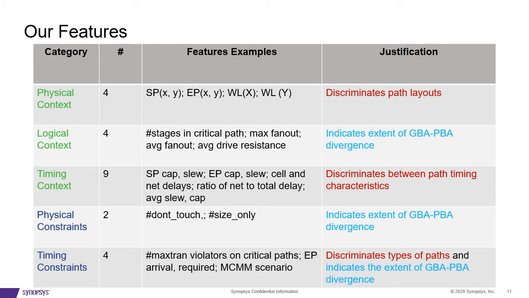Timing constraint has 4 features such as number of max transition violators on the critical path, endpoint arrival required, and the scenario. Again, this category of features helps discriminate types of paths as well as indicate the extent of GBA and PBA divergence.